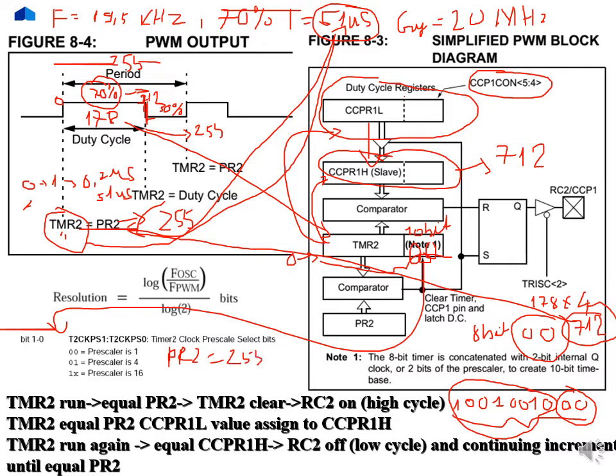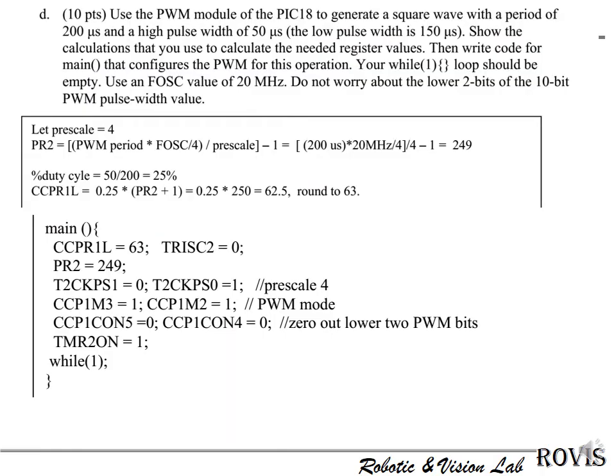Okay, so briefly, we will give PR2 255 to generate the frequency, and CCPR1L is 178. Okay, for the calculation of another PIC, it's similar. It is still similar to our example. So let's read and discuss about this.